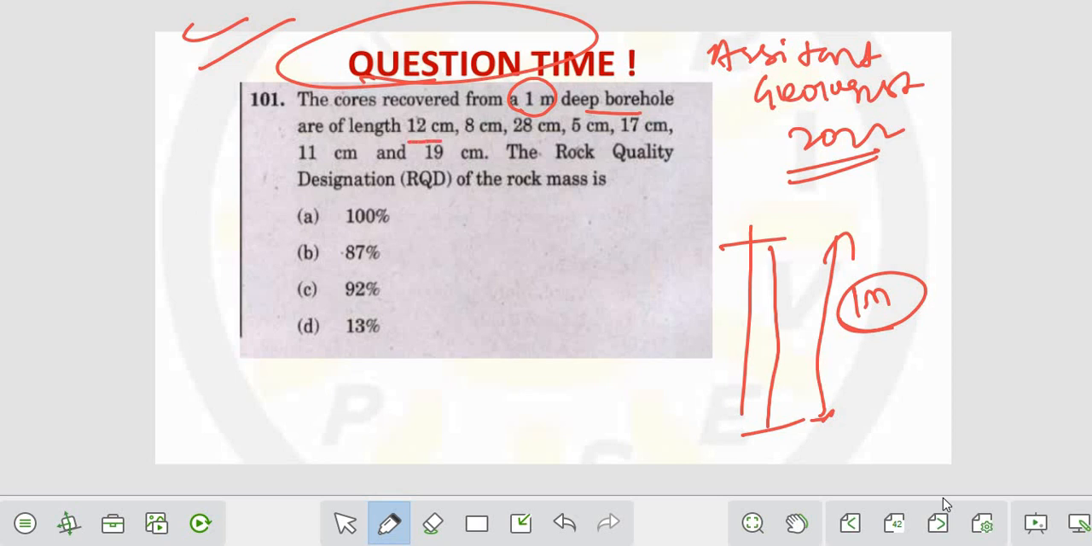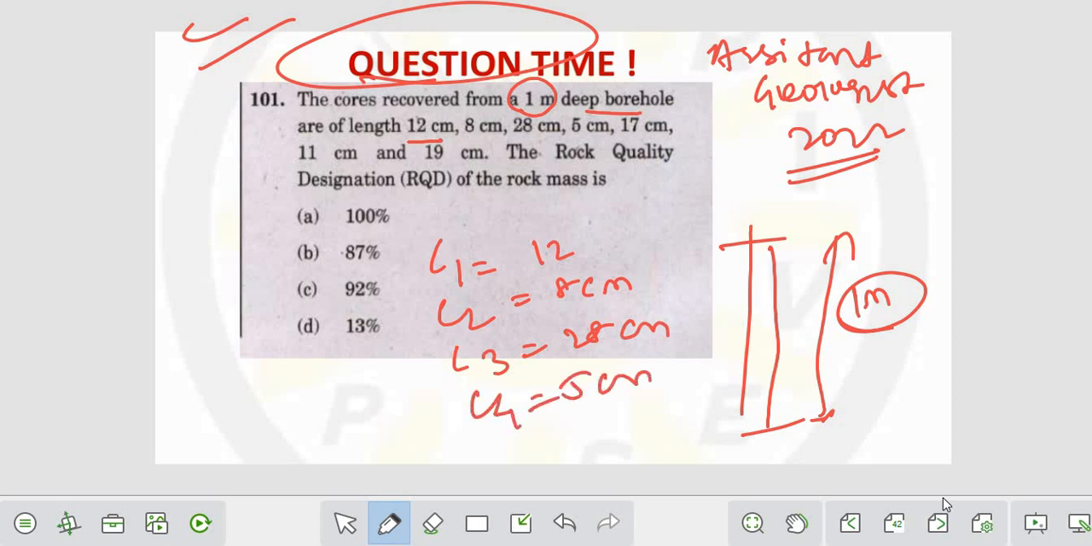The core length is 12 centimeter. Core pieces collected: C1 will be 12 centimeter, C2 will be 8 centimeter, है ना? C3 will be 28 centimeter, C4 will be 5 centimeter, C5 will be 17 centimeter, है ना? C6 will be 11 centimeter, and C7 will be 19 centimeter. 7 cylindrical core samples collected.